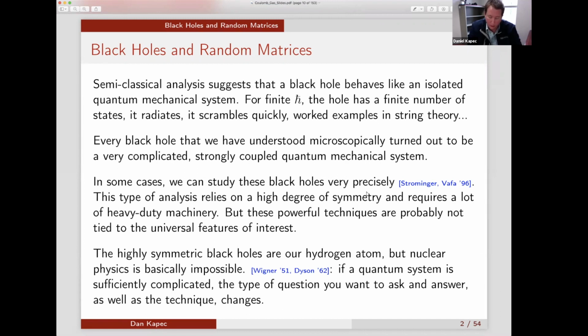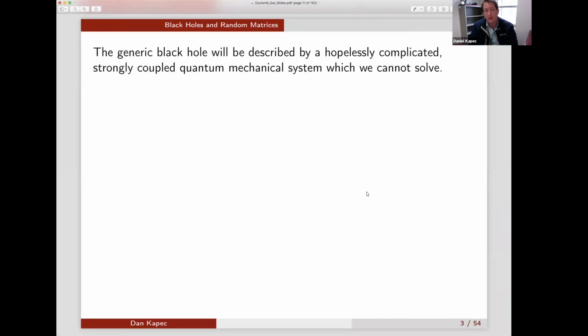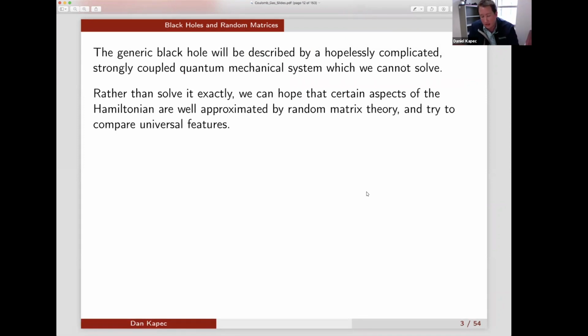So, when a quantum mechanical system becomes sufficiently complicated, the type of question that you try to ask and answer, as well as the technique, has to change. And that's sort of the entry of random matrix techniques in the physics literature. So if the generic black hole would just be described by some hopelessly complicated, strongly coupled quantum system, then rather than try to solve it exactly, we can be optimistic and hope that certain aspects will be at least well approximated by random matrix theory, and then try to compare universal features.